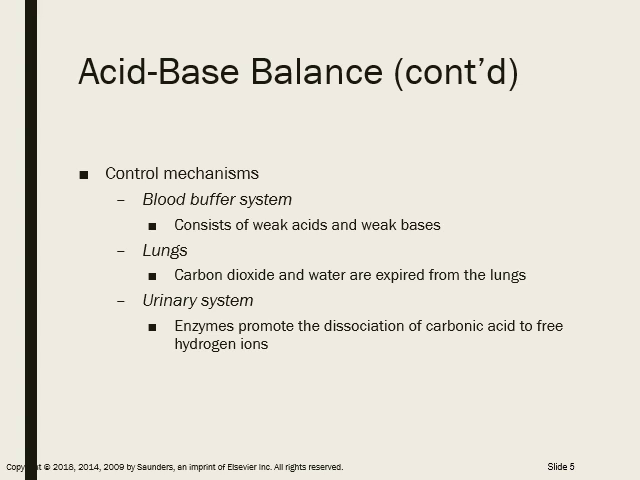The second control mechanism for pH are the lungs. In the lungs, the hydrogen ion and bicarbonate ion dissociation reaction can be reversed, and water and carbon dioxide are reformed. The third control mechanism for pH is the urinary system. In the kidneys, enzymes promote the dissociation of carbonic acid to free hydrogen ions, which can be excreted in the urine.